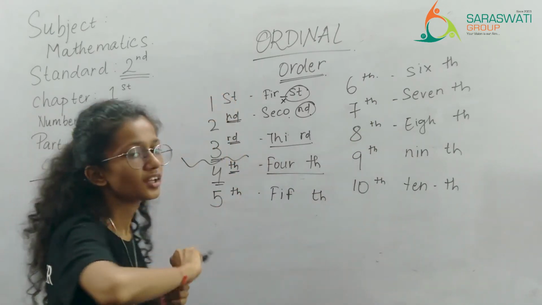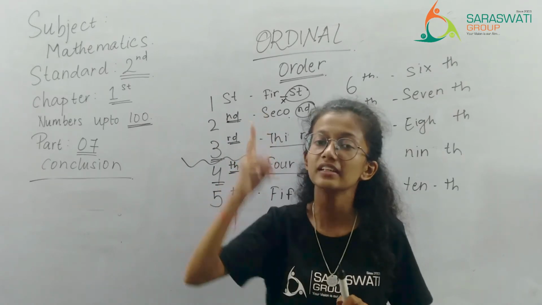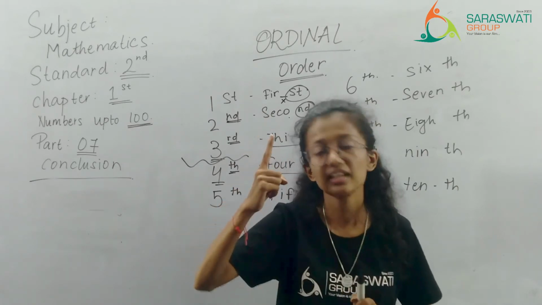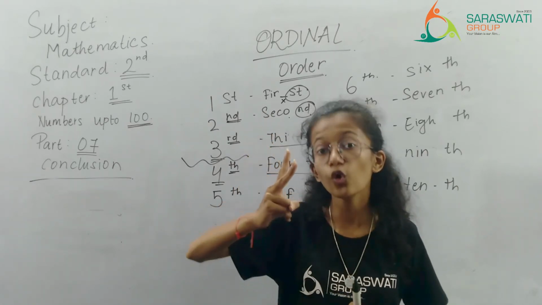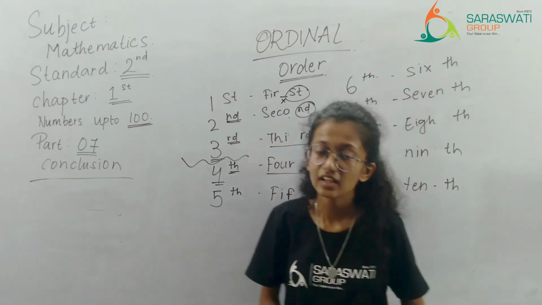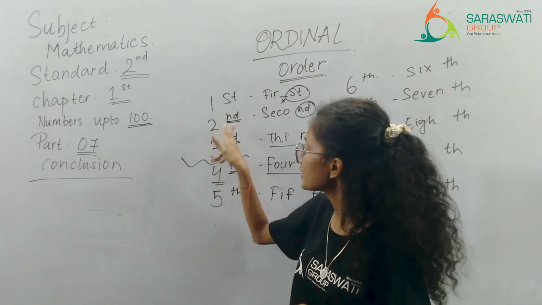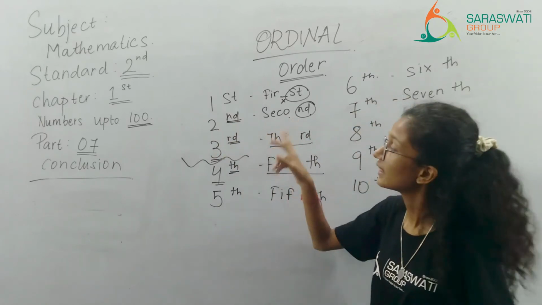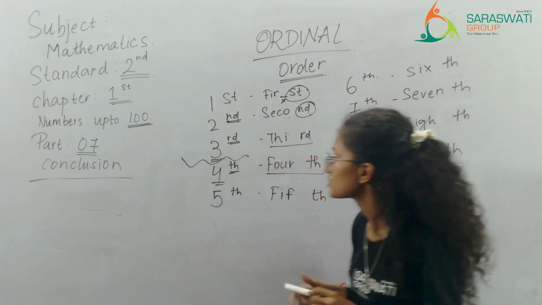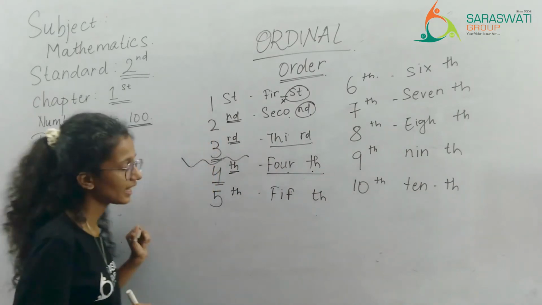In first, in 1 we add ST. In second we add ND. In 3 we add RD. 1 ST, 2 ND, 3 RD. Clear? 1 plus ST becomes first. 2 plus ND becomes second. 3 plus RD becomes third. Then comes fourth. The spelling of 4 and then TH.